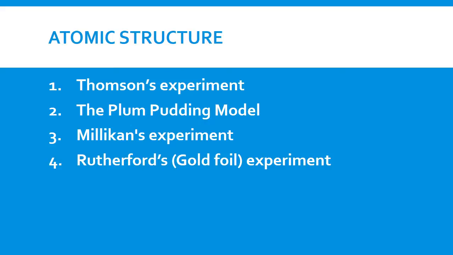So we're going to go into a bit more about atomic structure. We'll look at Thomson's experiment, the Plum Pudding model, Millikan's experiment, and then we'll also talk about Rutherford's gold foil experiment.